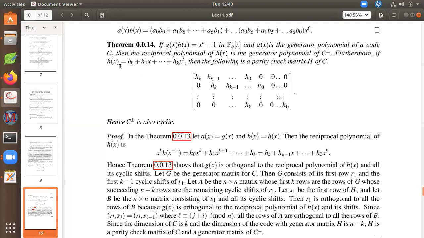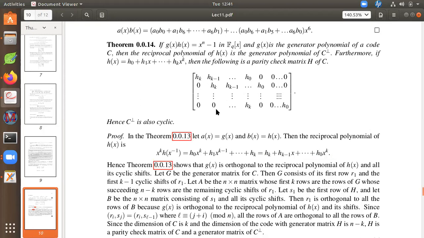Yes, sir. Then you multiply by x power k, then what happens? I'll repeat. h(1/x) is h0 plus h1 by x plus up to hk by x power k. If you multiply by x power k, then what we used to write as h0 up to hk changes to hk up to h0. It is not a right shift. It is not shifting. This is called the reciprocal polynomial. For a given polynomial, this is its reciprocal polynomial.